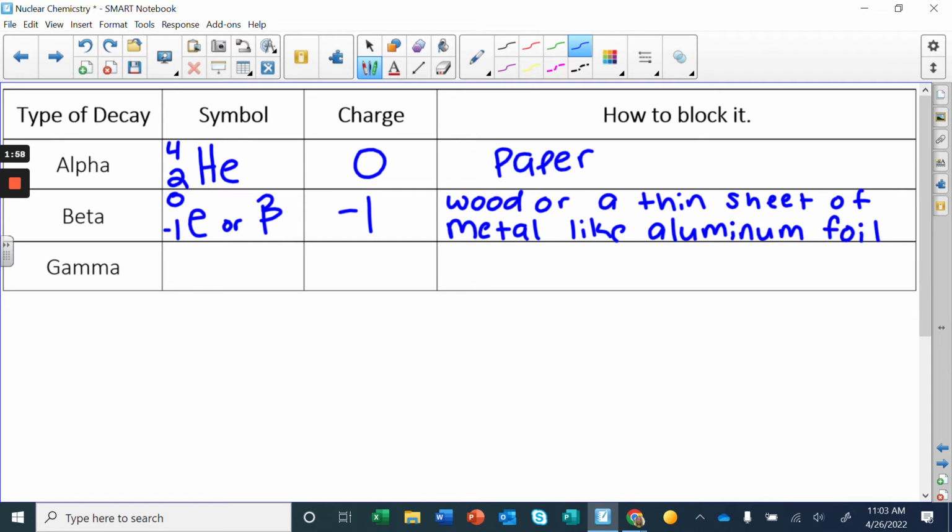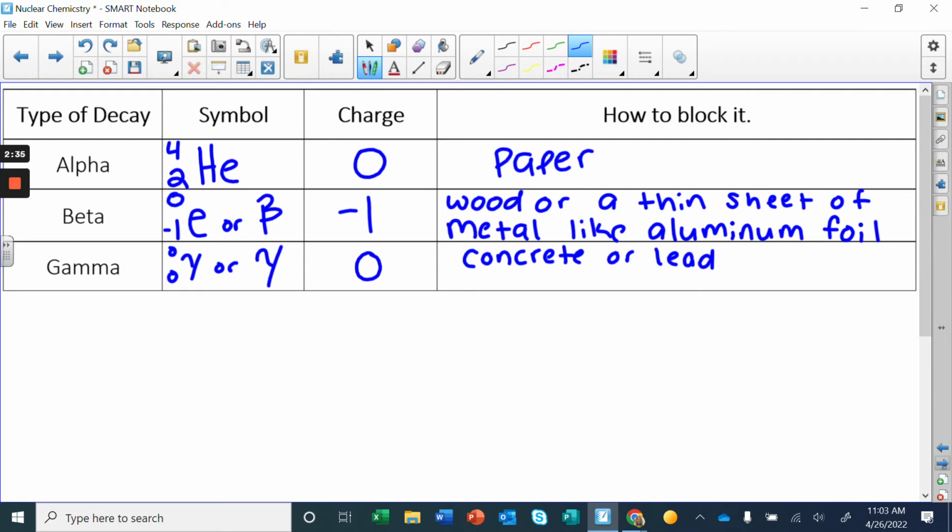Lastly, we have gamma. So our gamma radiation symbol can look like this, or it can simply just be the gamma symbol. Since gamma is just energy and light, there is no charge on it, and it can be blocked by concrete or lead. So that's the quick little data table for us to remember our symbols, our charges, and the ways to block it.